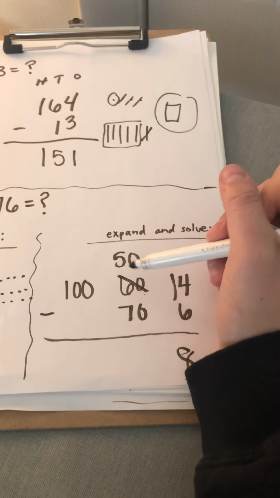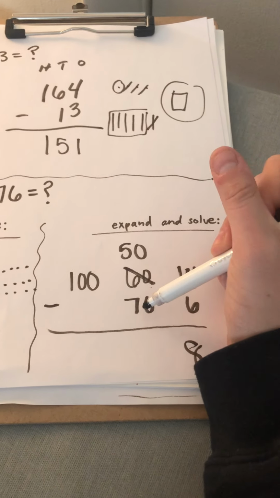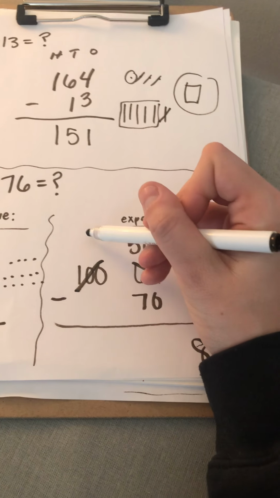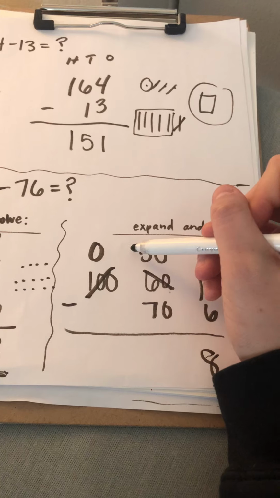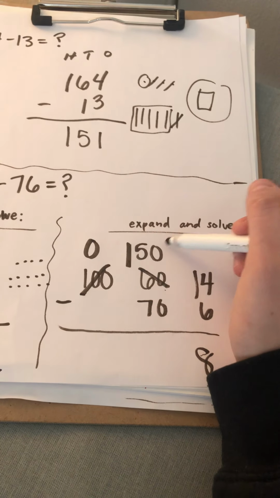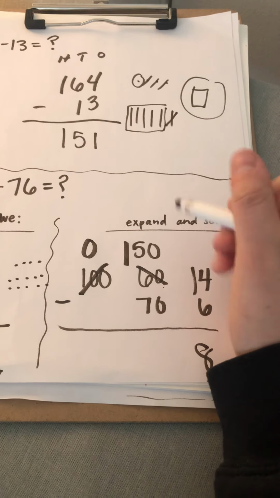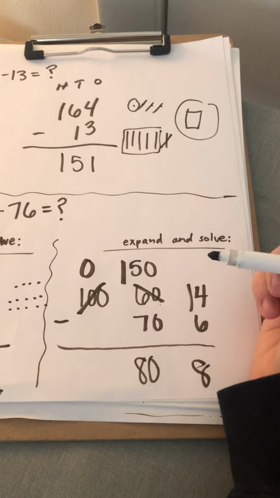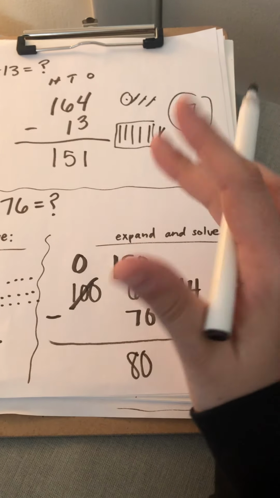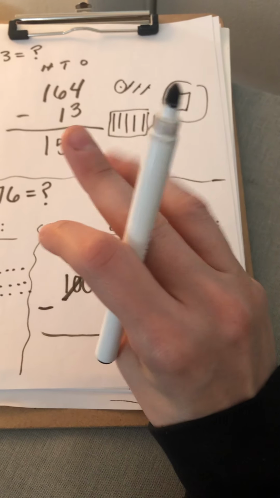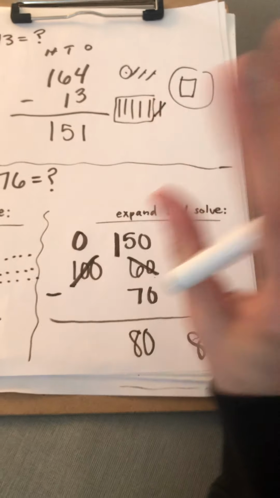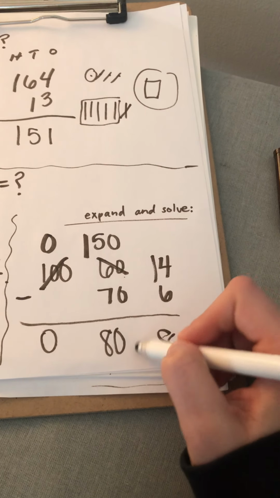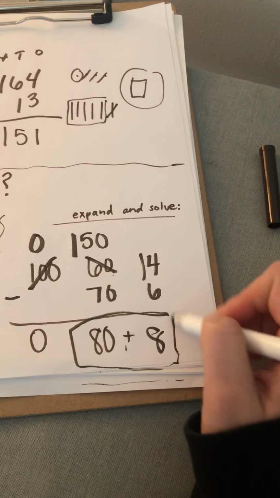Now I'm looking at the tens place and I see 50 take away 70. I don't have enough to take 70 away. I need to regroup from the hundreds, which will leave me 0 hundreds, and give my tens place the 100, turning 50 into 150. 150 minus 70 is 80. I could count back or forward. I count forward: 70, 80, 90, 100, 10, 20, 30, 40, 50. I had to count up 80 or 8 tens. 0 minus 0 is 0. I know that 80 plus 8 is 88.